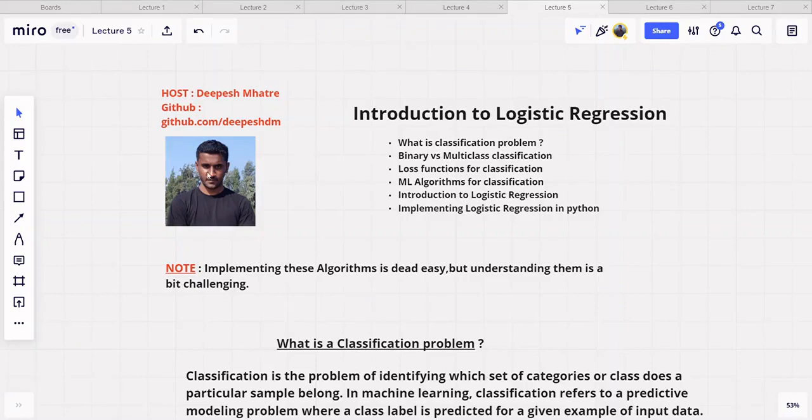So hey guys, this is Dipesh, and in this particular video we'll be talking about another type of machine learning problem called a classification problem, and more specifically we'll be looking into logistic regression.